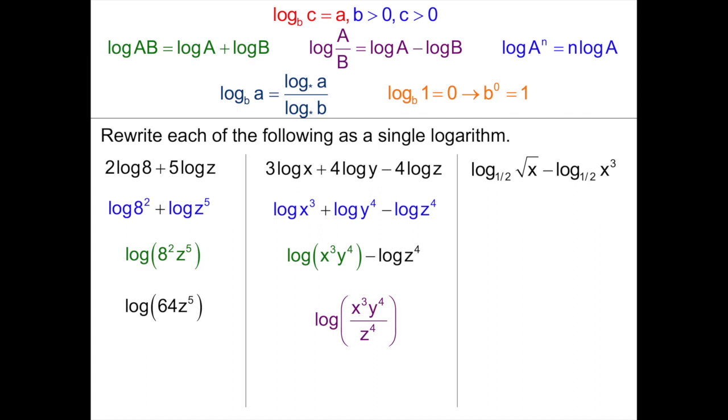And then for my last one there, again, they have the same base on each of those, so I can go ahead and apply my properties. There's nothing out in front that needs to move, but at this point, since it's subtraction, I divide. So it's the log base 1/2 of the square root of x over x to the 3rd. I could also rewrite that. That numerator, the square root of x, is the same thing as x to the 1/2. So then if I did 1/2 minus 3, that would end up giving me negative 5/2, and that's just another way to express that.